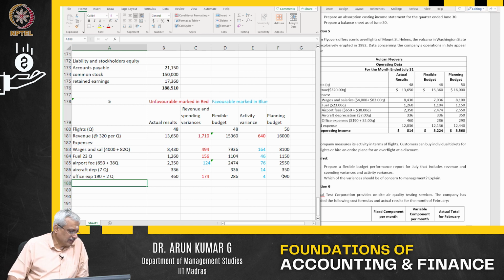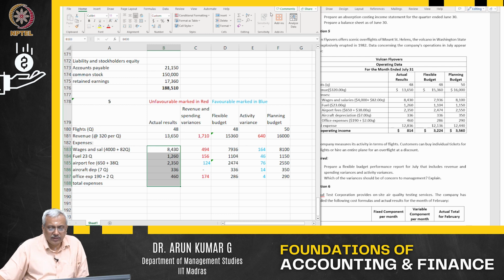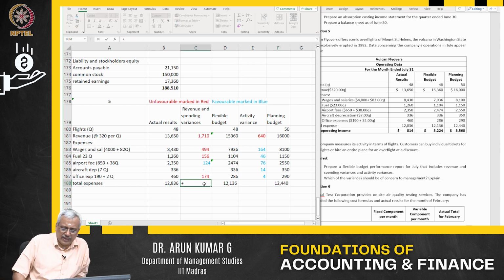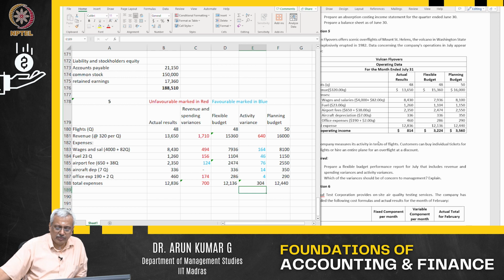Next, I have the last aspect, I think we have finished everything. Next, we have total expenses. I am just going to sum this up, and copy it into these two cells. Let us look at overall, what is the kind of variance I have? Overall, I don't have a very positive variance. I have an unfavorable variance here, whereas here I seem to have a favorable variance of about 304 because the activity has reduced. Because the activity has reduced, in this particular case, I have a favorable.